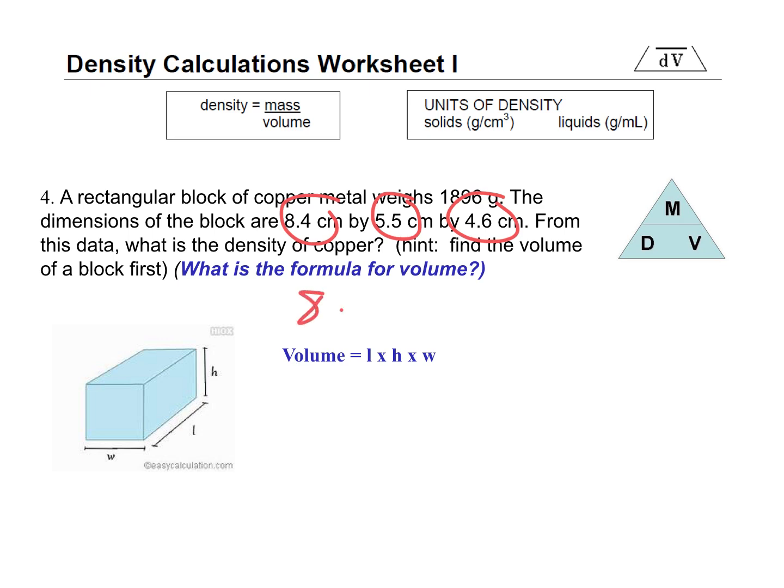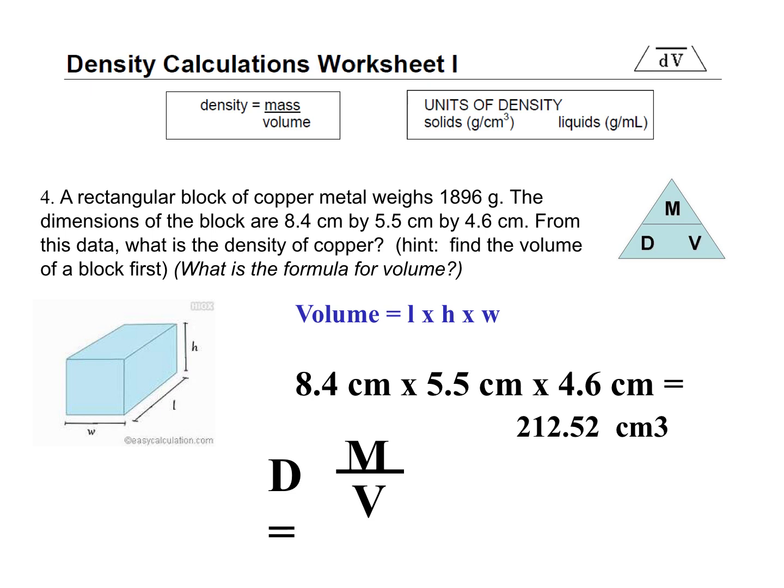Okay, so we have 8.4 centimeters times 5.5 centimeters times 4.6 centimeters. And look what happens with our units. Centimeter times centimeter times centimeter is going to be centimeter to the third, which we know is a unit of volume. And then once we have our unit of volume, which I'm getting 212.52, now we're going to take that and plug that into our volume in our density formula.